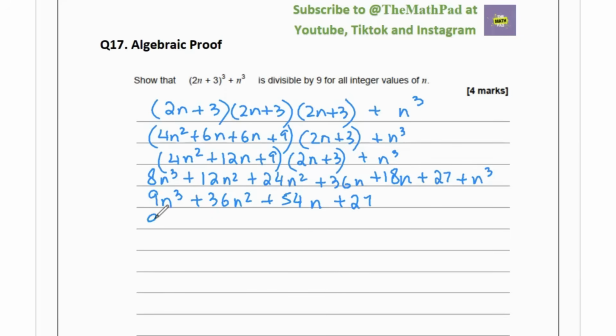As you can see, we can take 9 common. So we take 9 common, that's 9(n³ + 4n² + 6n + 3). So that means it is divisible by 9 for all integer values of n because 9 is common from the entire equation. So the solving part was very similar to what you've learned in algebra so far. It's just the way you present your answer, you have to show that it proves what the question is asking us to do.